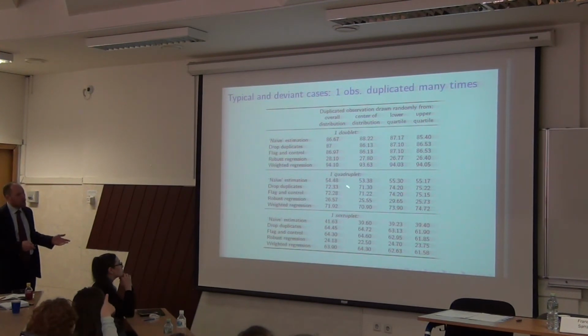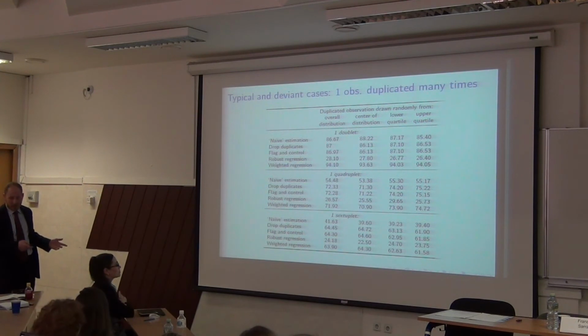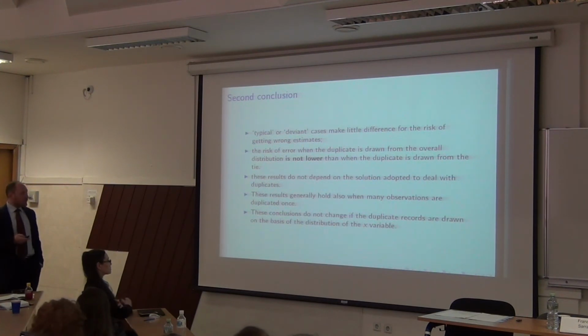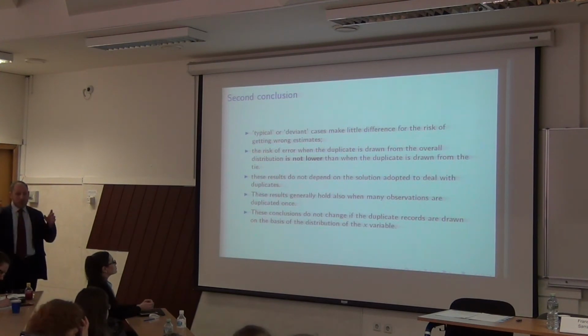It is less so when you have one quadruplet, where in this case, when you have the duplicate in the two tails, your probabilities go really low. But you see, if you compare with the center of the distribution, the estimates are not so significantly different. So, typical outlier cases do not make much of a difference. The risk of error when the duplicate is drawn from the overall distribution is not lower than when the duplicates are in the tails or in the center of the distribution. These results are independent of the solution we adopt.